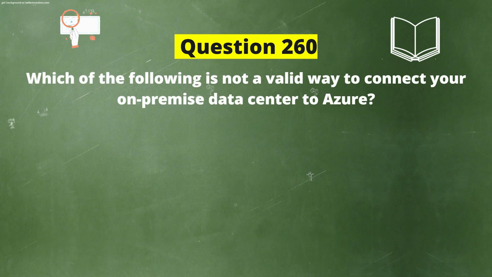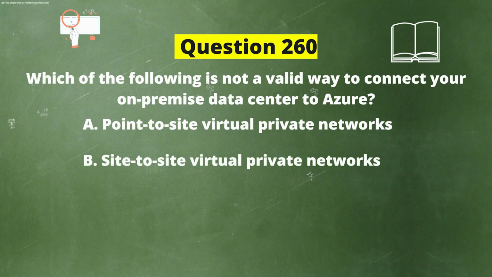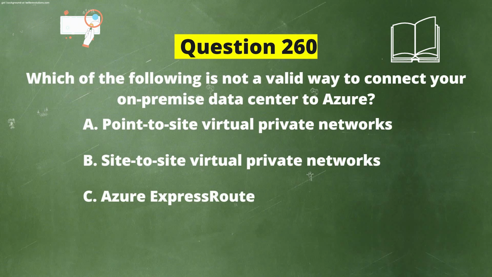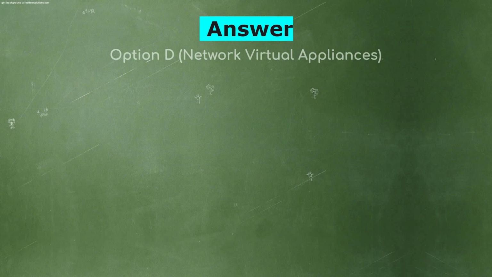Next question. Which of the following is not a valid way to connect your on-premise data center to Azure? And the options are A. Point-to-site virtual private networks, B. Site-to-site virtual private networks, C. Azure Express Route, D. Network virtual appliances. And the correct answer is option D.